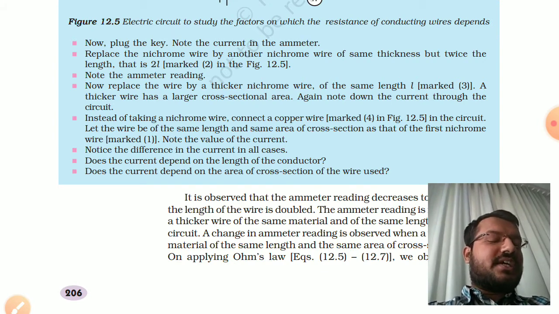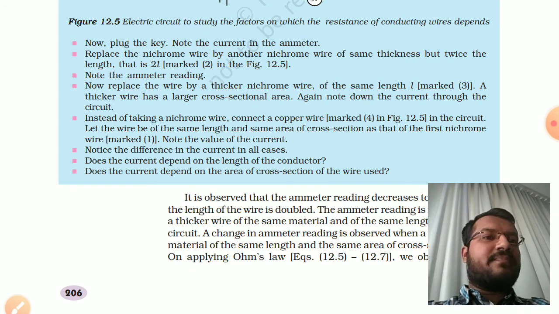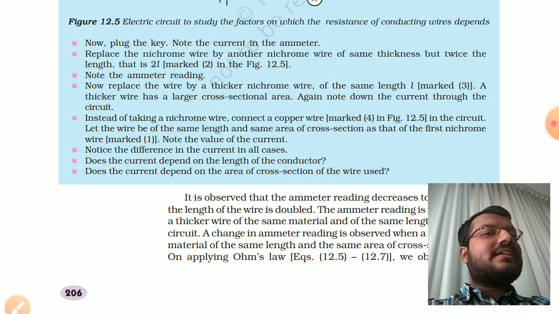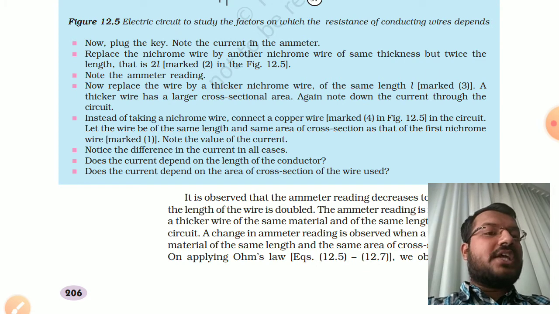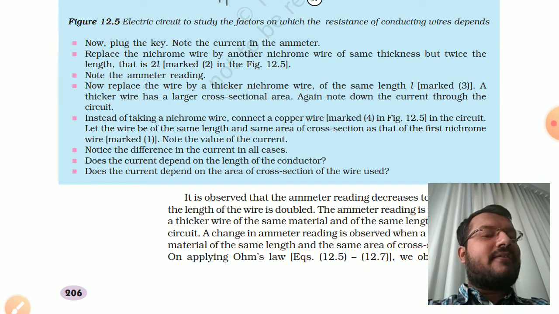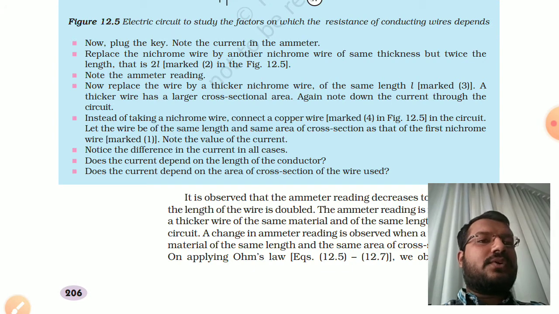First case: normal nichrome wire. In the second case you increase the length; only the length increases, not the diameter of the nichrome wire. In the third case you increase the diameter of the nichrome wire but the length is the same. In the fourth case you change the material to copper: you replace the nichrome wire with a copper wire of the same length and same cross sectional area, and then you mark the ammeter reading, current I.